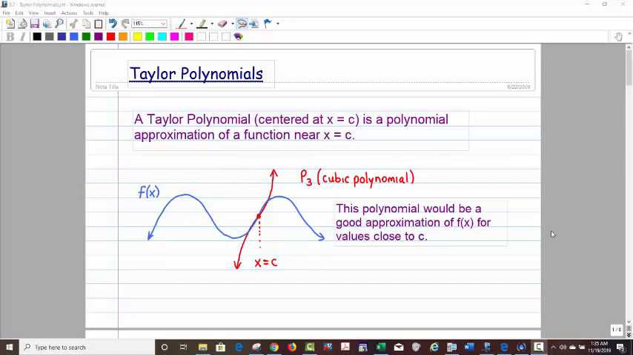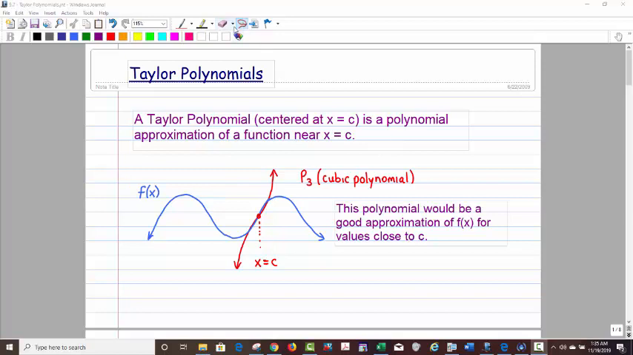This video is entitled Taylor Polynomials. A Taylor polynomial, hence the name, is a polynomial approximation of a function near some value we call c, which means centered at c. Now it can be any degree that you want. The higher the degree, the better the approximation.